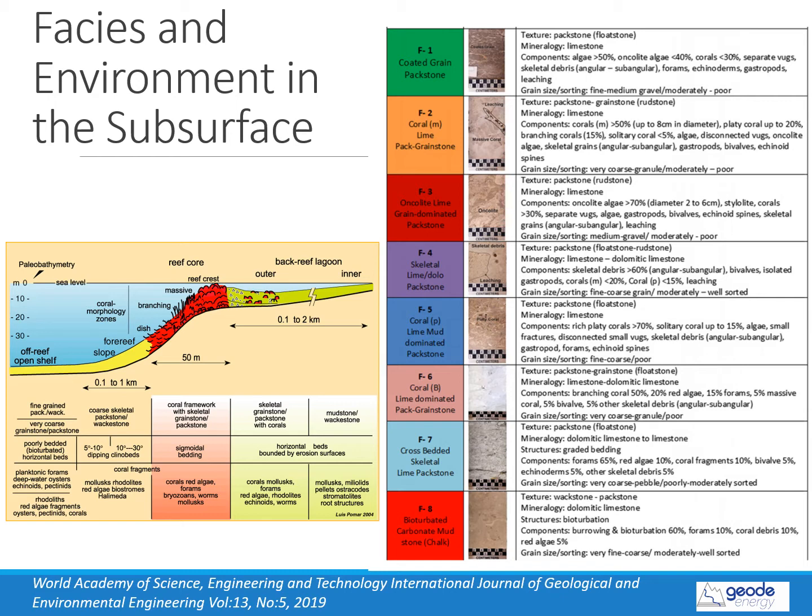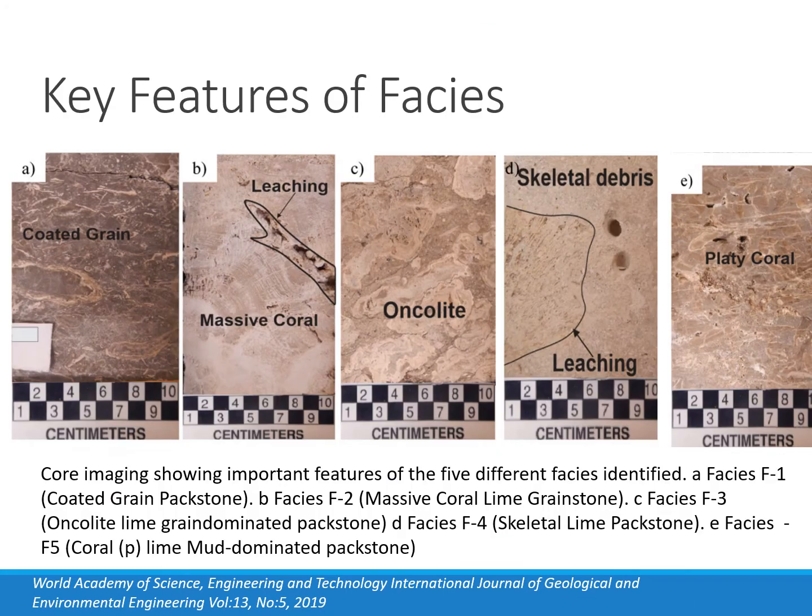limestone, F2 being a massive coral lime packstone grainstone, F3 an oncolite lime grain dominated packstone, F4 a skeletal lime dolopackstone, F5 a platy coral lime mud dominated packstone, F6 a branching coral lime dominated pack grainstone, F7 a cross-bedded skeletal lime packstone, and F8 a bioturbated carbonate mudstone, i.e. a chalk.